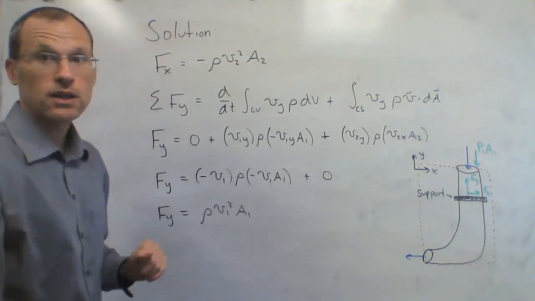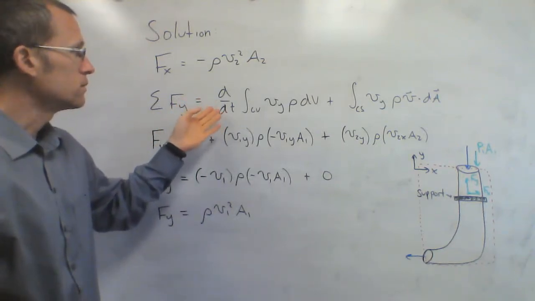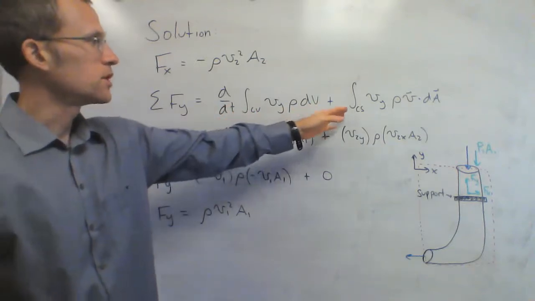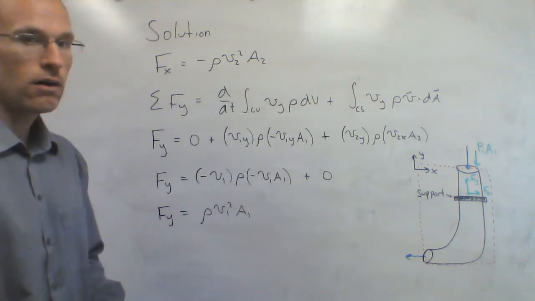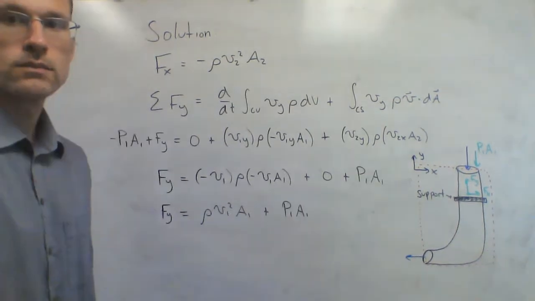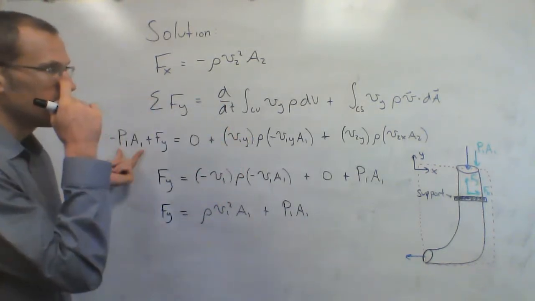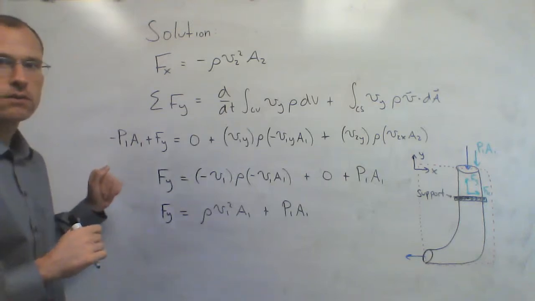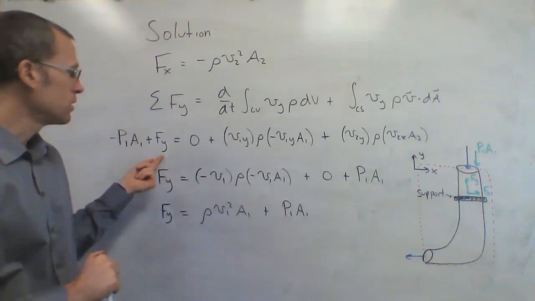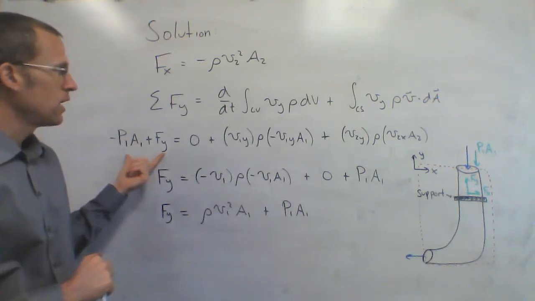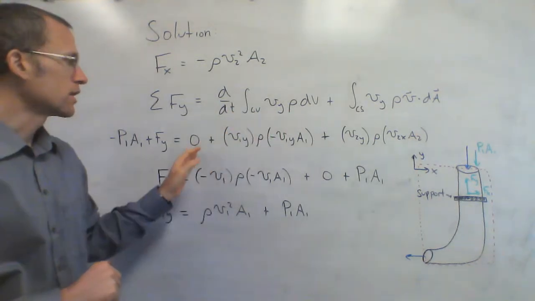Similarly, I want to do the same thing for the y direction. All my force in the y direction is the time derivative of the control volume integral plus my control surface integral with Vy's in it instead of Vx's. Same deal, I take all my forces in the y direction. In the y direction, I have a minus P1A1 pushing down on that top surface. I also have Fy holding it up. Those are all my forces in the y direction. Then again, this time derivative integral, nothing in there is changing, so that goes to 0 again.